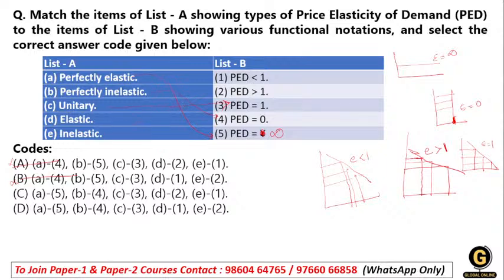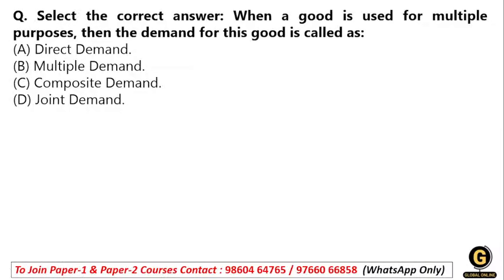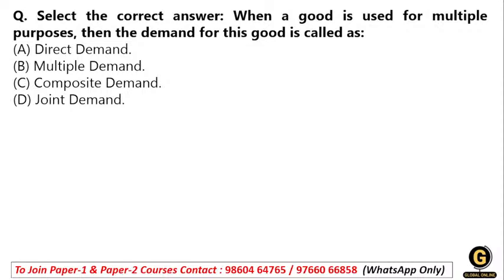So what will be the right answer? A is fifth, B is fourth, same. And D, the property of second, that is elasticity greater than 1. So yes, option C will be the correct answer for this question. You may solve it in this way. Here an explanation is also given to you.